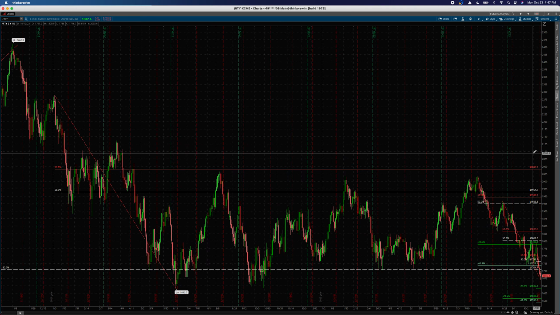Now going to the daily time frame, the Russell has been retesting this full daily 50% long several times. So this began back in May of 2022, retested again in June of 22, September, October, and then for 2023 we had March retest, May retest, and now we're retesting again.